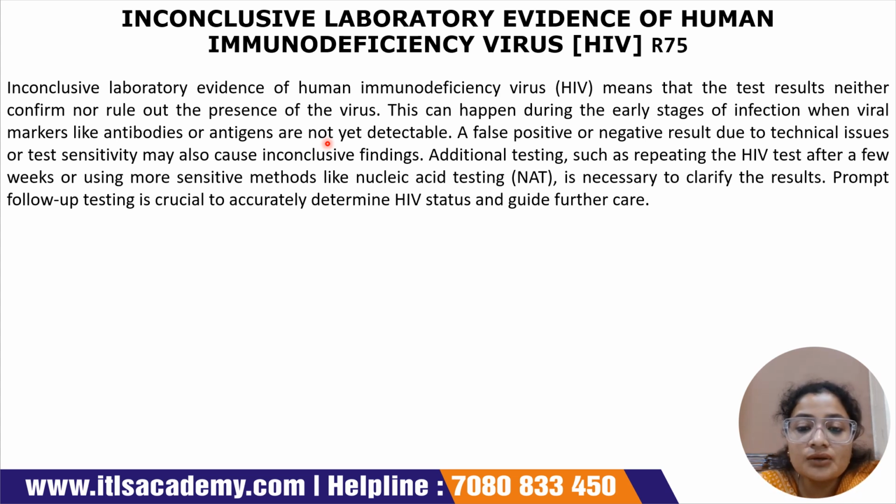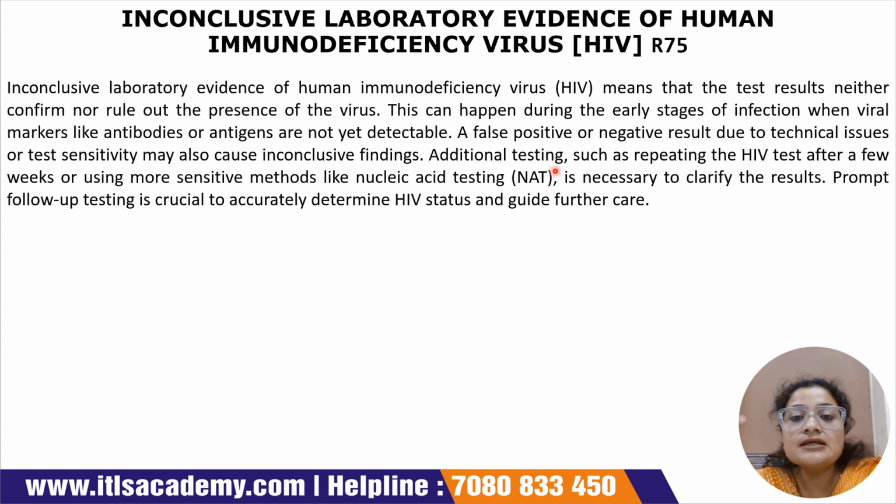This can happen during the early stages of infection when viral markers like antibodies or antigens are not yet detectable. I think I have mentioned this in one of the previous sessions of this medical coding course: AIDS is a disease where for the initial 5 to 10 years, the virus is in a latent phase. Viral load is low in this period, so the number of viruses multiplying is not enough to cause symptoms or the different manifestations of the disease, but they are still present inside our body, replicating and multiplying, maybe at a slow rate, but they are active.